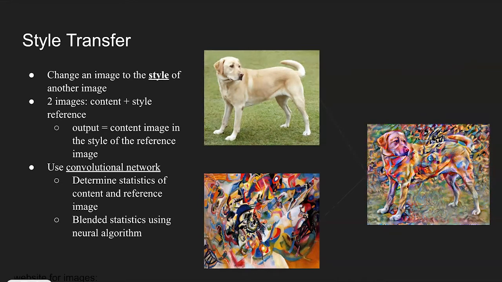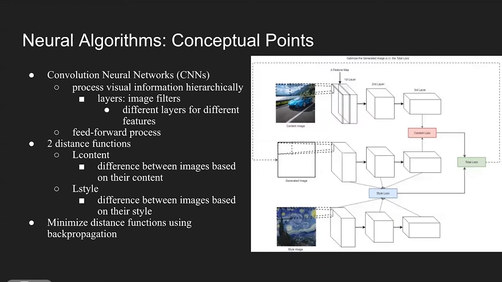image. And basically, the mechanism behind this process is a convolutional network, which determines the statistics of the content and reference images and then blends them using a feed-forward neural algorithm. For this algorithm specifically, the style transfer is implemented through a CNN. And in general, a CNN is useful because it uses individual layers that are trained for image classification to understand specific features of the image.